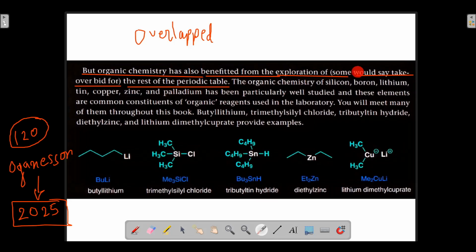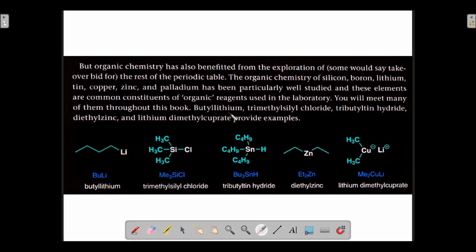Some would say takeover bid for. What does it mean by takeover bid? To take over someone else's business. That is the meaning of takeover bid. So in organic chemistry, with each passing year, we are studying more and more other types of compounds which were never studied before.